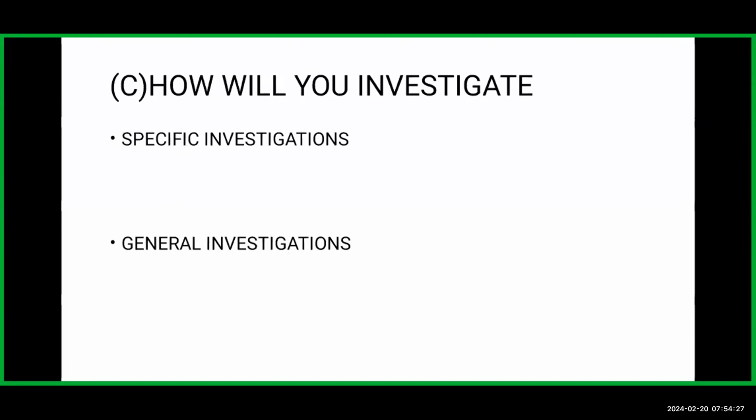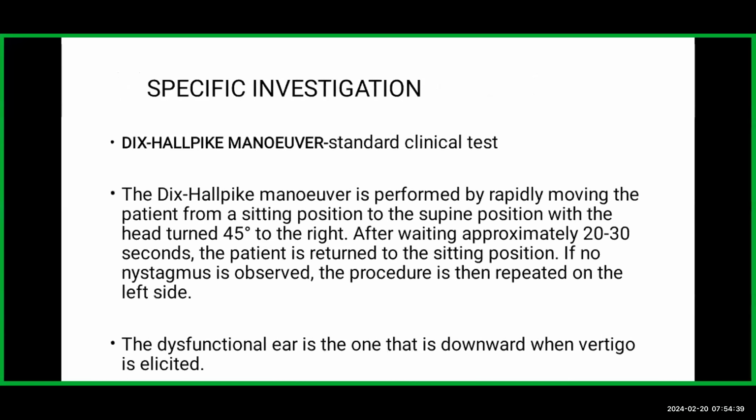The investigation in this patient can be divided into specific investigation and general investigation. The specific investigation that should be done in this patient includes the Dix-Hallpike maneuver, which is actually the standard clinical test that should be done in a patient with benign paroxysmal positional vertigo. It's performed by moving the patient from a sitting position to a supine position while turning the head 45 degrees to the right.